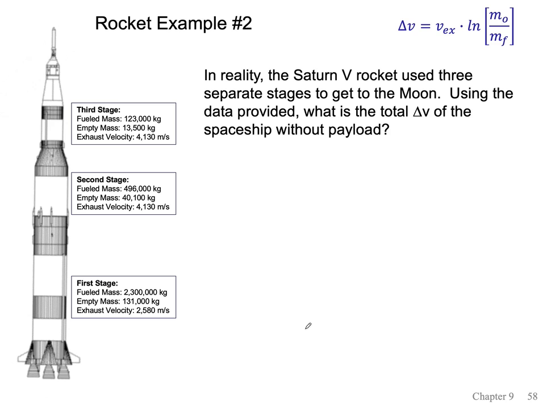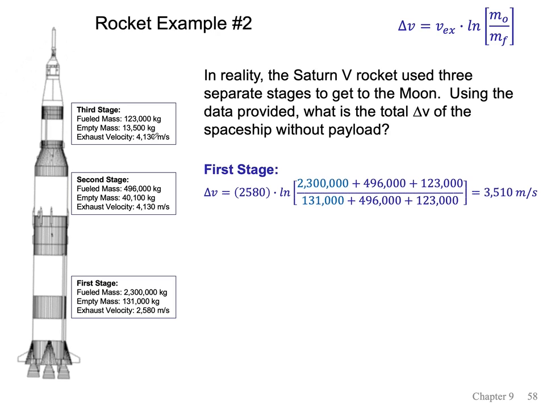So in reality, the Saturn V rocket had 3 stages. The first stage, its mass with fuel was 2.3 million kilograms. Its empty mass was this. The exhaust velocity we saw before was that. The second stage had a fueled mass that was that big. Its empty mass or dry mass was this, and its exhaust velocity was much larger. The hydrogen oxygen engine burned hotter and had a higher exhaust velocity. And then the third stage, this little part right here, its fueled mass was this, its empty mass was this, its exhaust velocity was that. What would be the delta V if we burned it in stages?